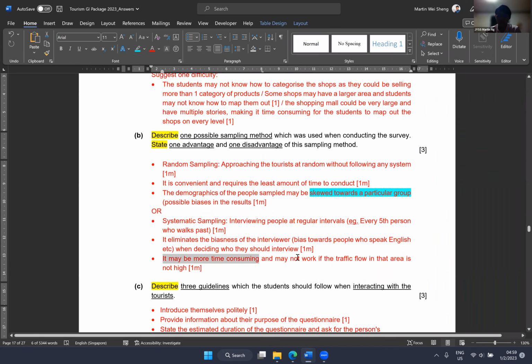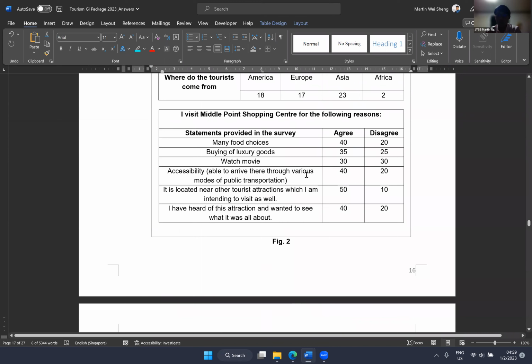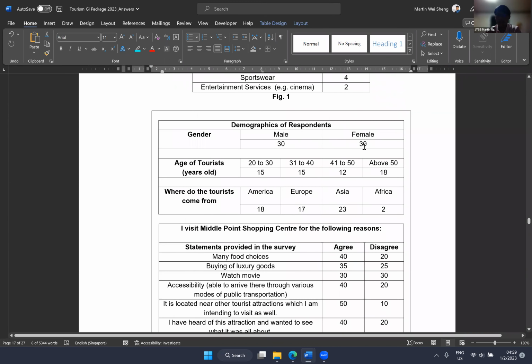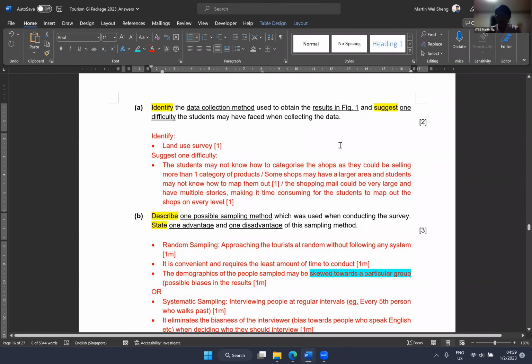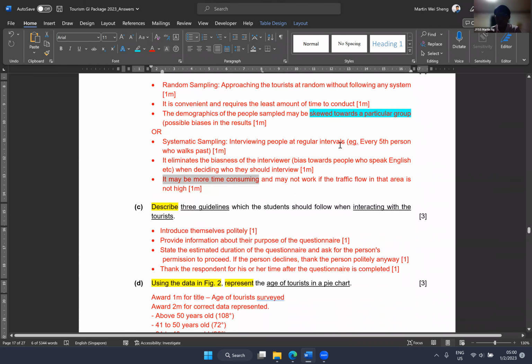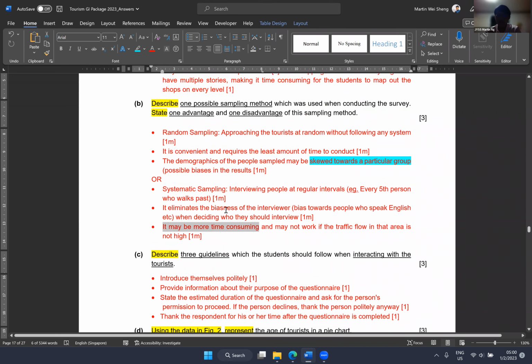All right. So imagine how long it takes to interview 60 persons using the systematic approach. Perhaps in this case, you might spend 1 or even 2-3 days just to collect the data. All right, so very time consuming. Then it might not work at all if the traffic flow in that area is not high.